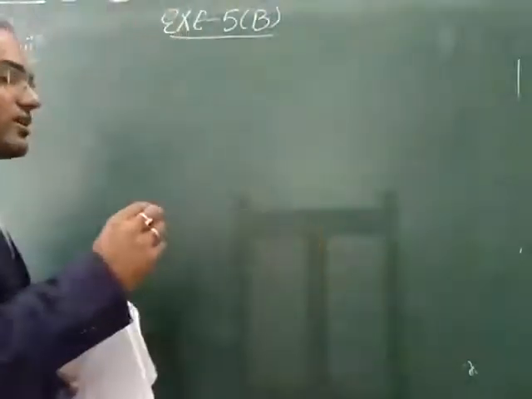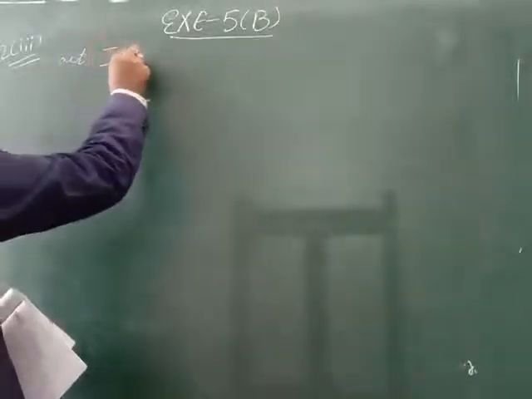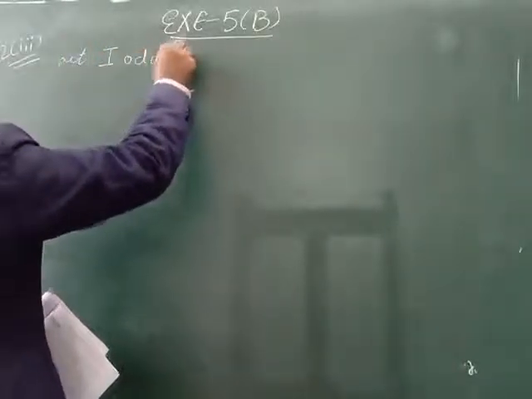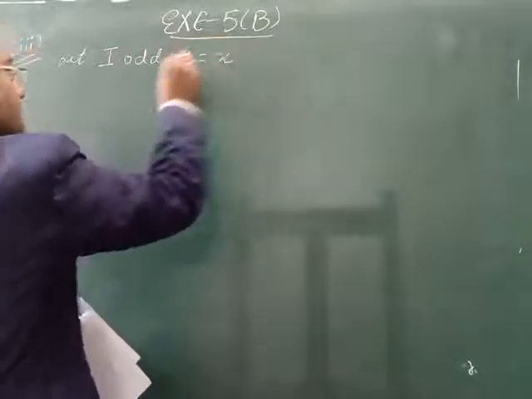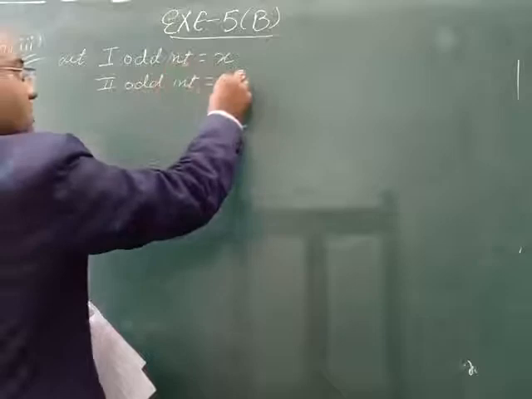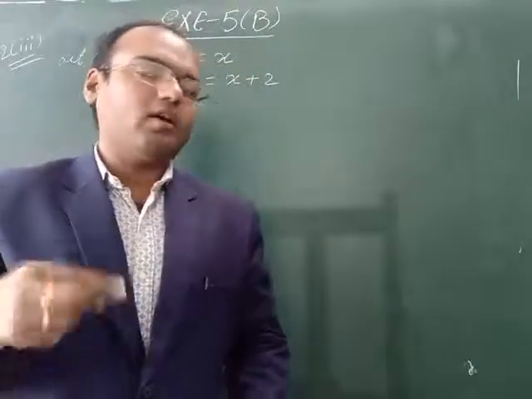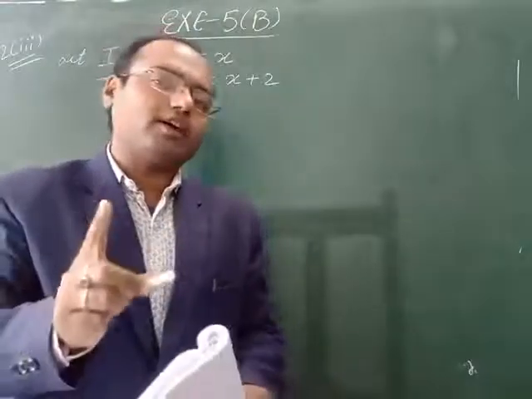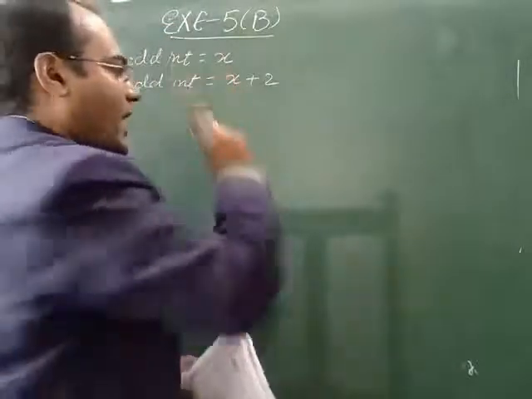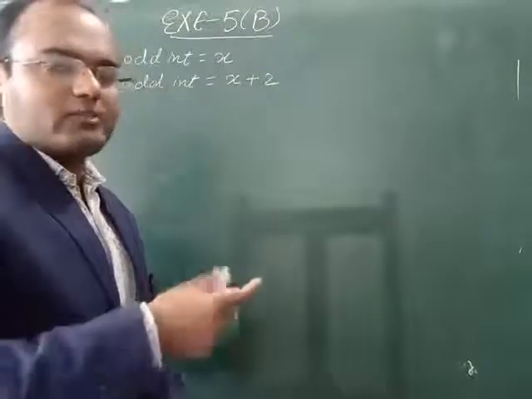So in even integers and in odd integers, what you have to do? We will assume let the first odd integer is x. Second odd integer is x plus 2. In even or in odd integers, in both the cases, the first number we will take x and the second number we will take x plus 2. Why will we take x plus 2?